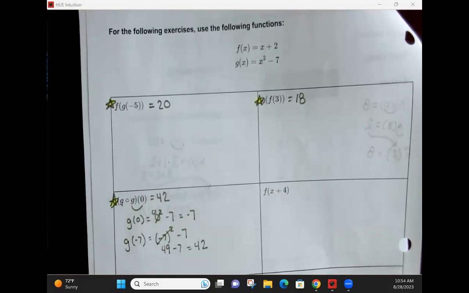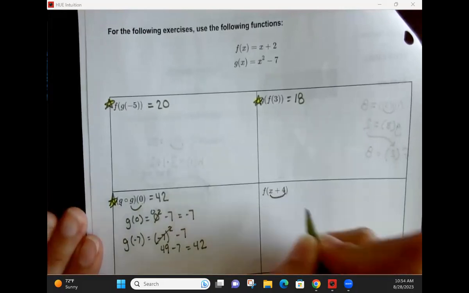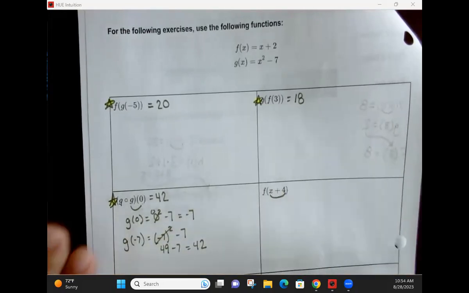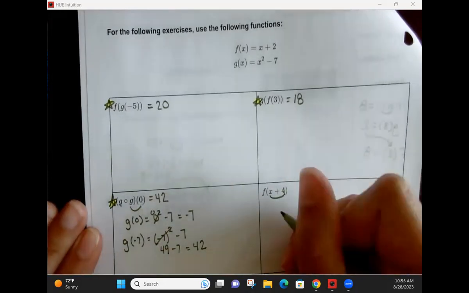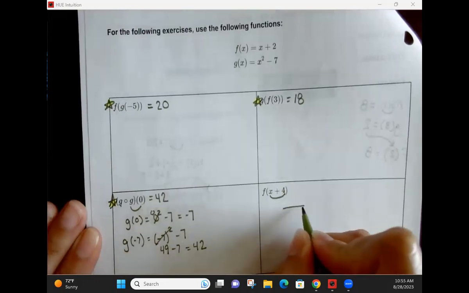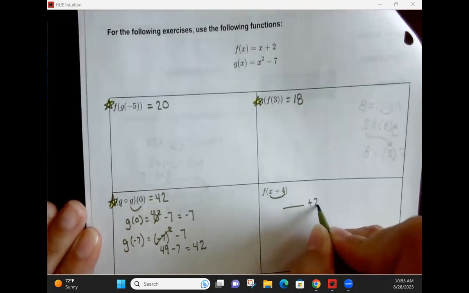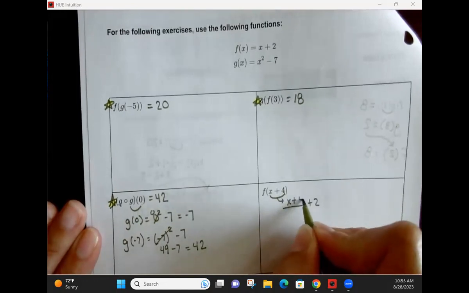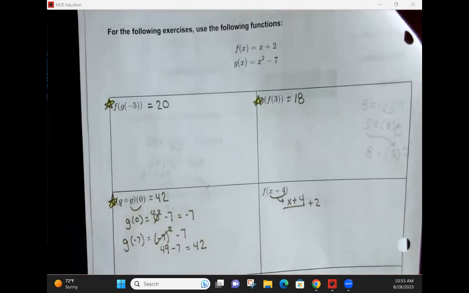F of x would just be the function we had originally up at the top, but f of x plus 4. That means anywhere we see an x in our function, we are going to put in x plus 4. Same idea as evaluating at a number, but this time it's an expression. Okay, so this will look like, and here's where our x was, it's x plus 2, but instead of x, we are putting in x plus 4. Okay, you guys with me so far? That's weird, I know.